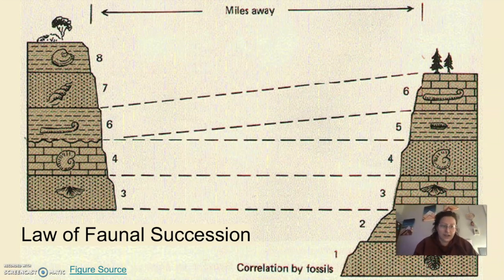And the law of faunal succession, as well as lateral continuity, superposition, and original horizontality, all work together to help us understand that plate tectonics and seafloor spreading were the mechanisms that separated Ireland and Nova Scotia, or South America and Africa. They're the laws that connect the dots for us as geologists.